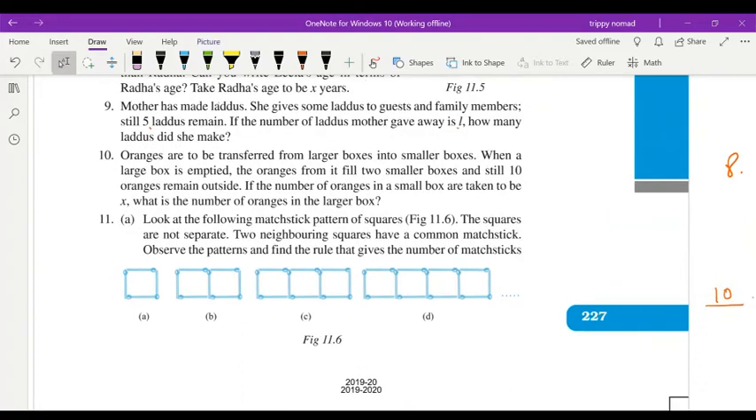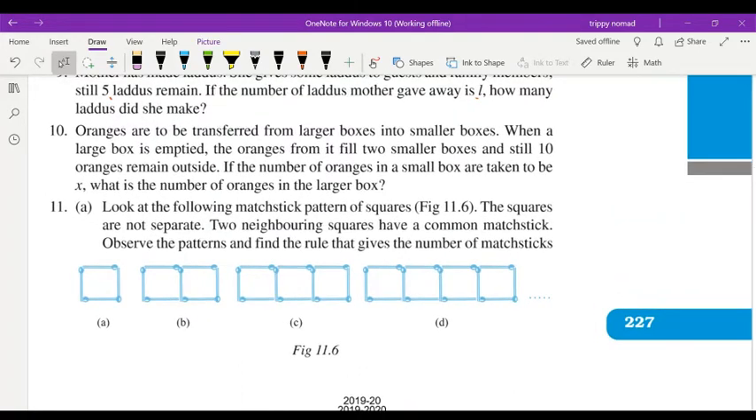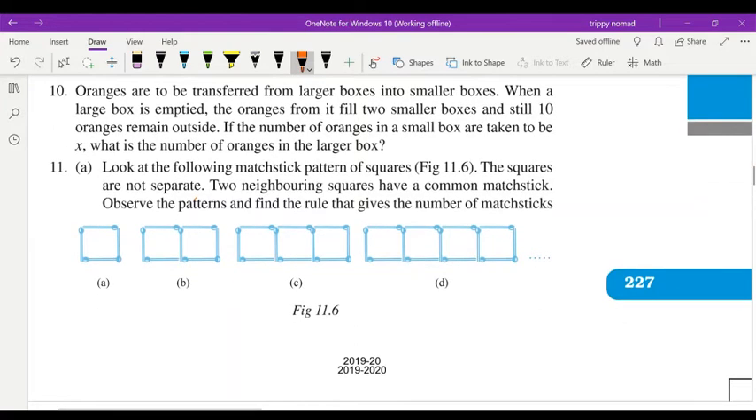Now question number 11. Look at the following matchstick pattern of squares. The squares are not separate. Two neighboring squares have a common matchstick. Observe the pattern and find the rule that gives the number of matchsticks. That is, what is that?